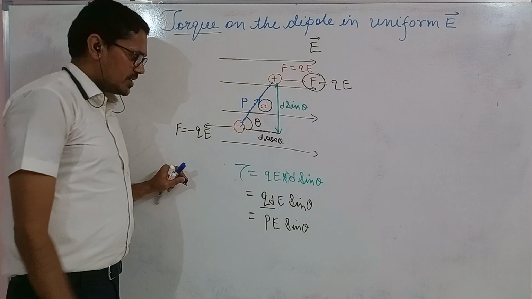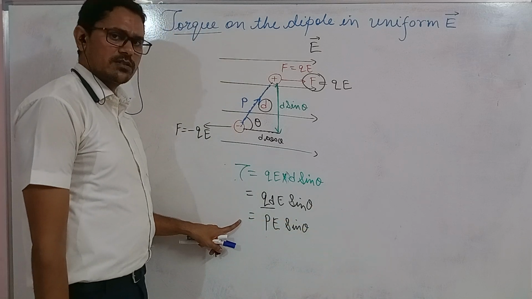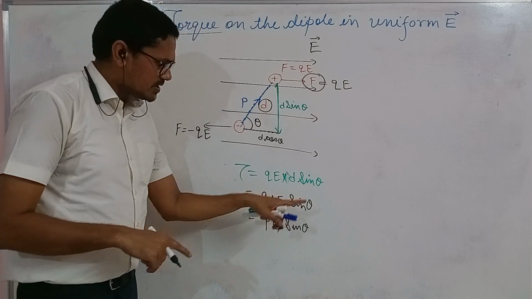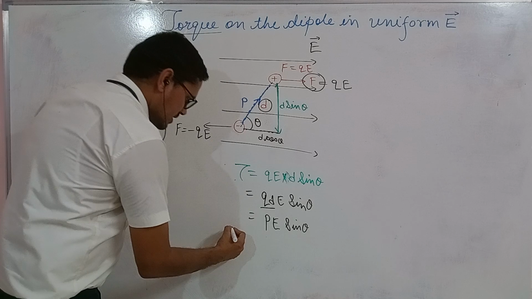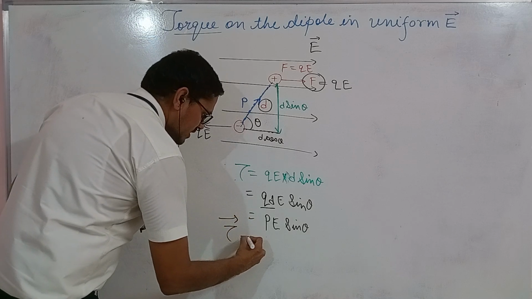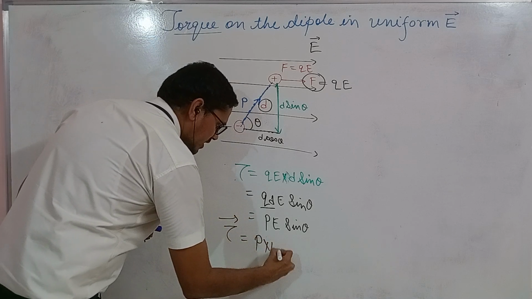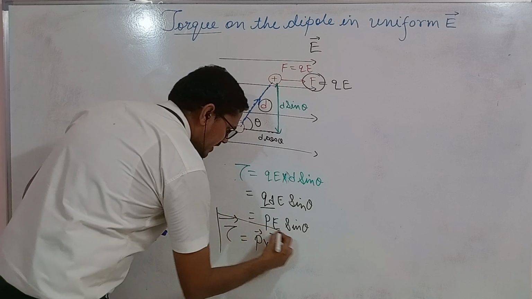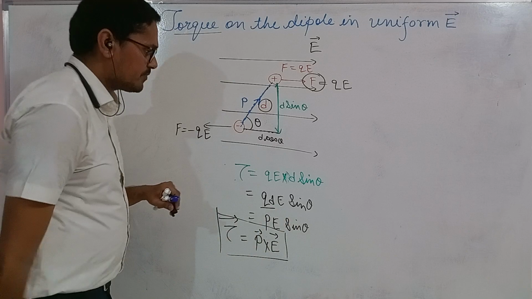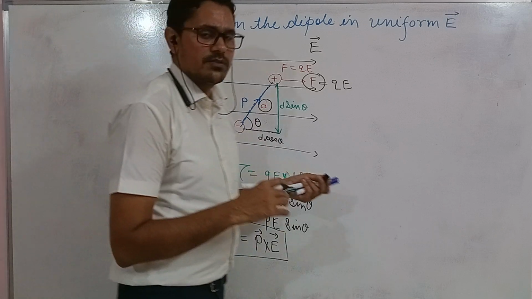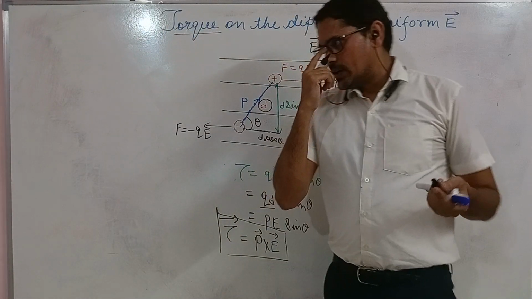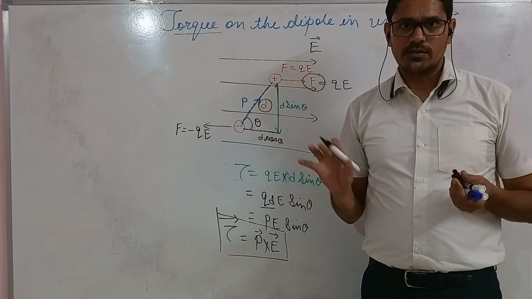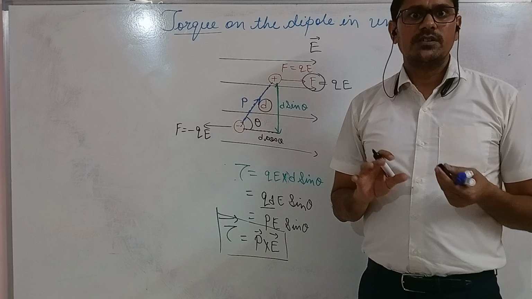If you represent this in the cross product of vectors, as torque is a vector quantity, then in vector form we will be getting tau, that is torque, equals P cross E. And the direction of the torque can be found out by using the right-hand thumb rule. So this is how the torque on the dipole acting in a uniform electric field is to be calculated. Fine. Let's call it off for today. Thank you so much.